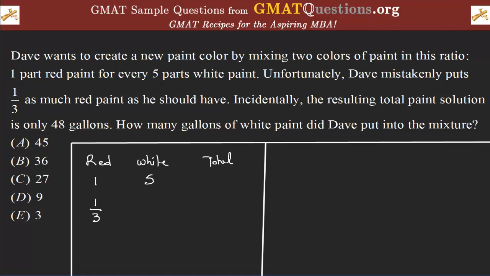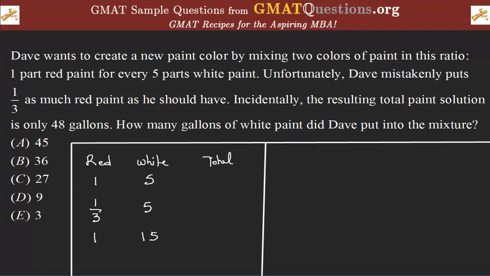Make sure you read the English properly. 1/3 as much means just 1/3 of 1 here. We still have the white paint in the same ratio, 5. Now what we need to do is make this 1/3 ratio an integer. And if we do that, we also have to adjust the ratio under white, because 1/3 is not a very nice way of writing a ratio. So we need to multiply 1/3 by 3 to get 1, and we need to multiply 5 by 3 to get 15.